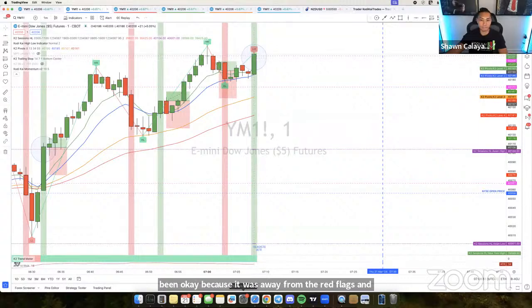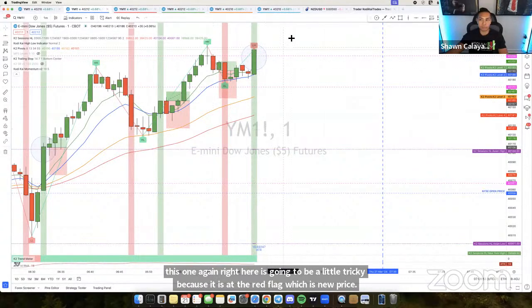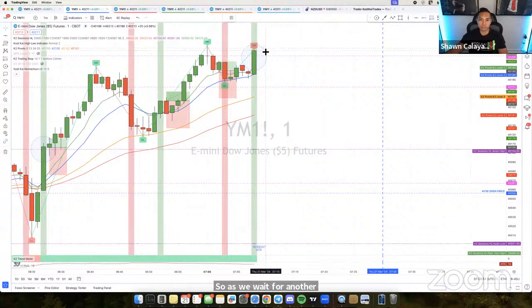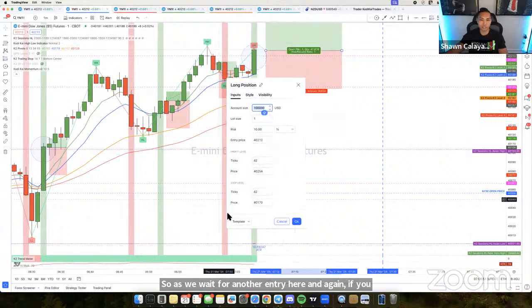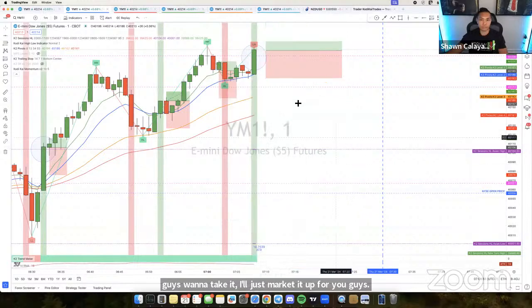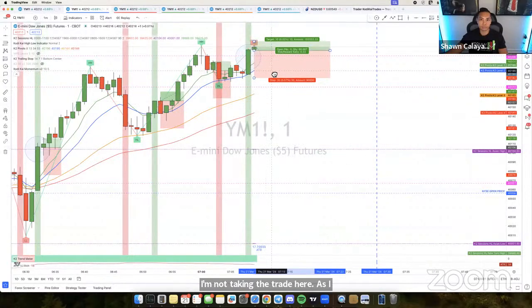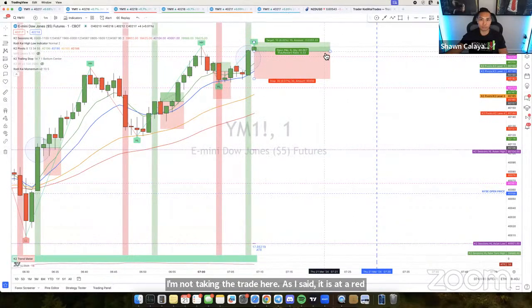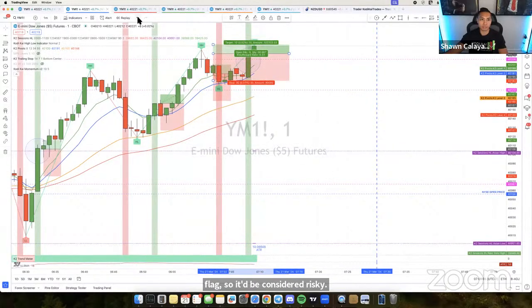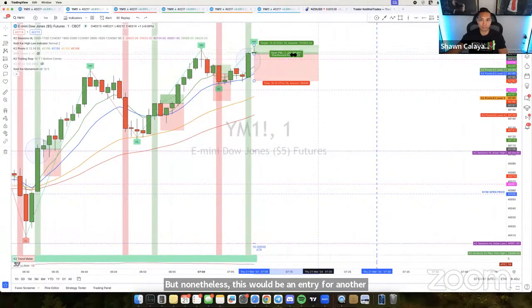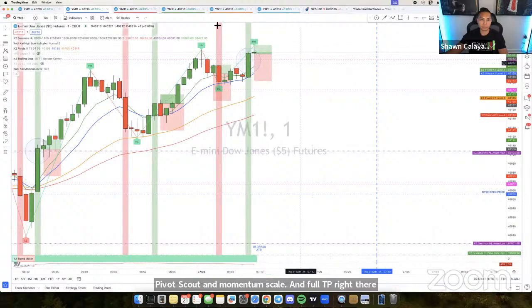Which is news price. So as we wait for another entry here, and again, if you guys want to take it, I'll just mark it up for you. I'm not taking the trade here. As I said, it is at a red flag, so it'd be considered risky. But nonetheless, this here would be an entry for another pivot scalp and momentum scalp and full TP right there, it looks like. Or almost.